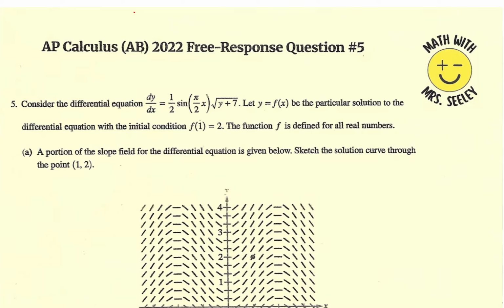Let's get started on this 2022 free response question number 5. It says to consider the differential equation dy/dx equals 1/2 sine(pi over 2 x) times the square root of y plus 7. Let y equals f of x be a particular solution to the differential equation with the initial condition f of 1 is equal to 2. It also tells us the function is defined for all real numbers.